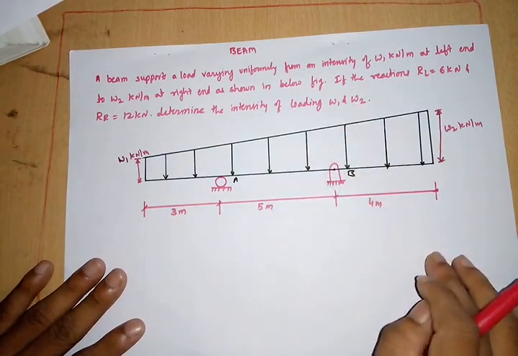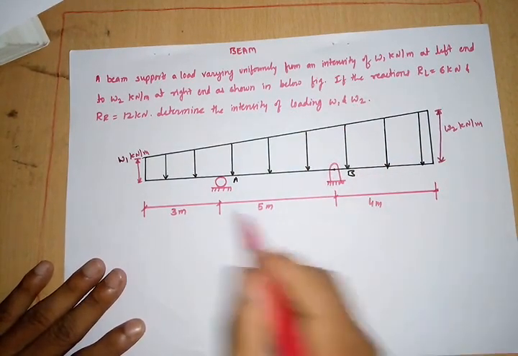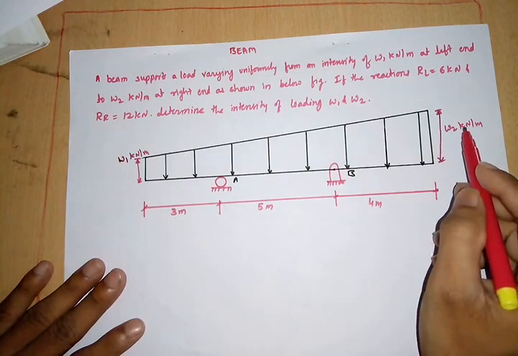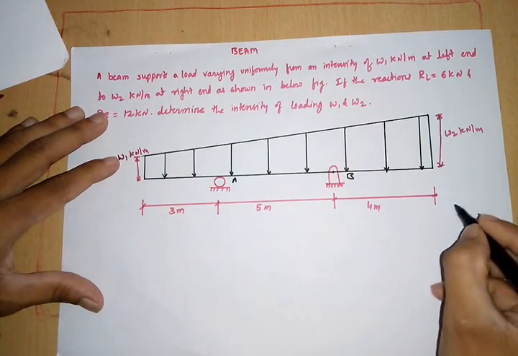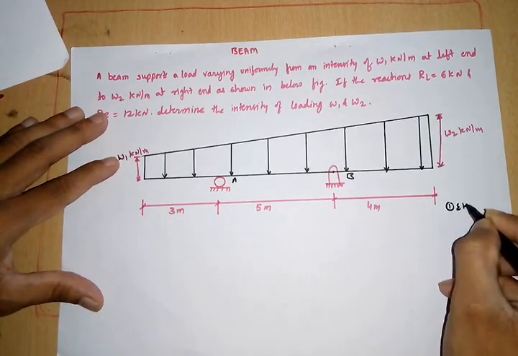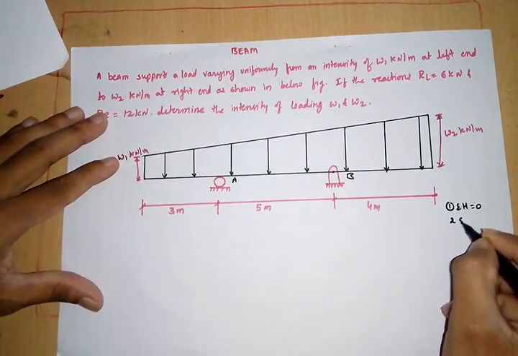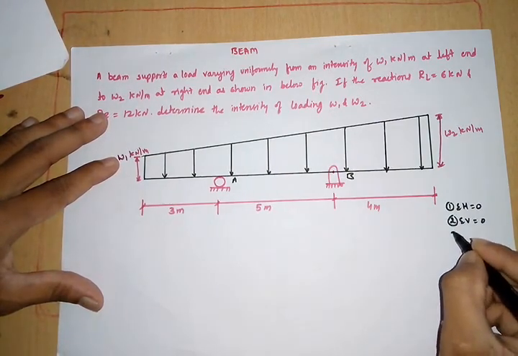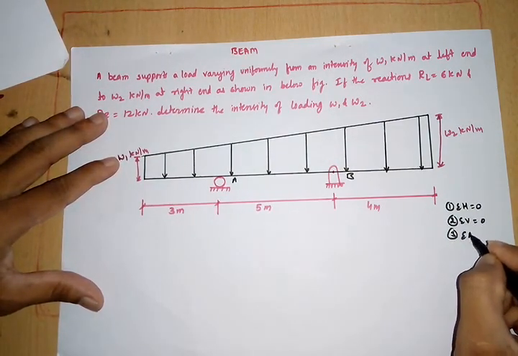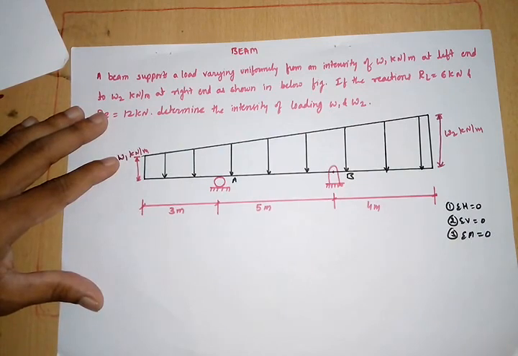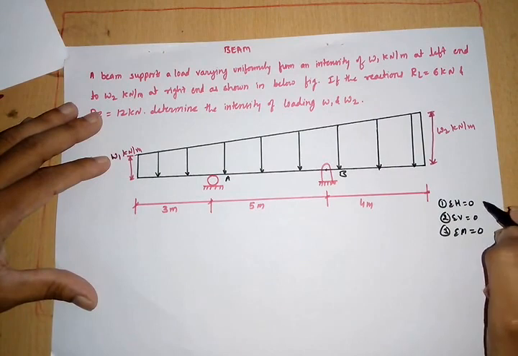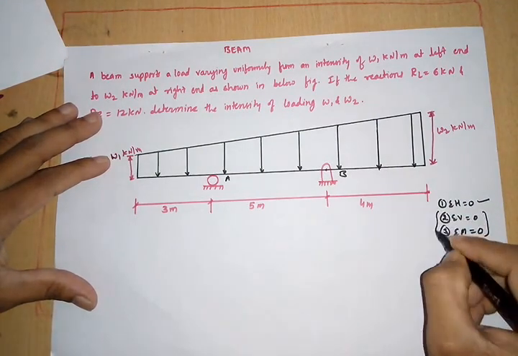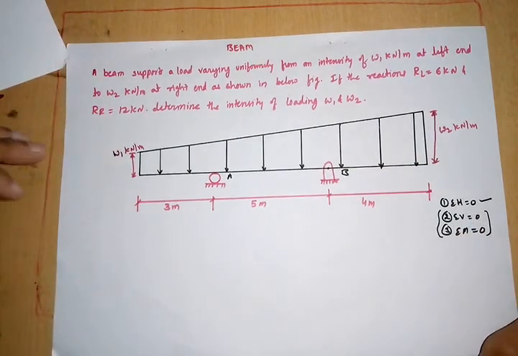Here in this question there are two unknowns, W1 and W2, and I have three equilibrium equations: first, summation of H equal to 0; second, summation of V equal to 0; third, summation of moment at any point equal to 0. Since there are no horizontal forces, that directly becomes 0, and I have to make use of these two equations to solve the problem.